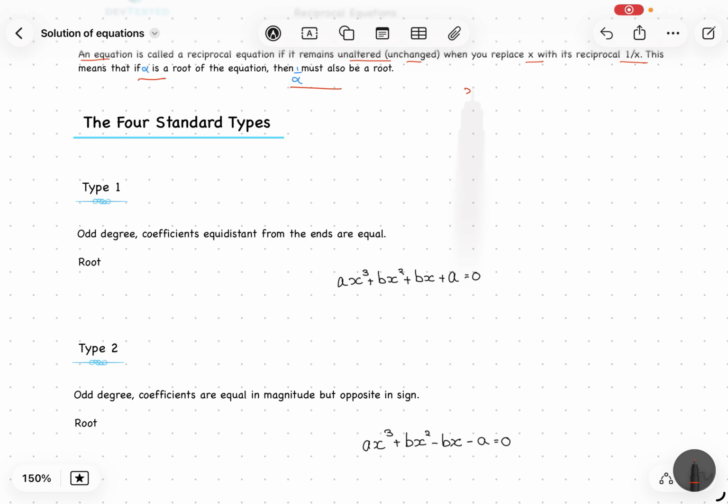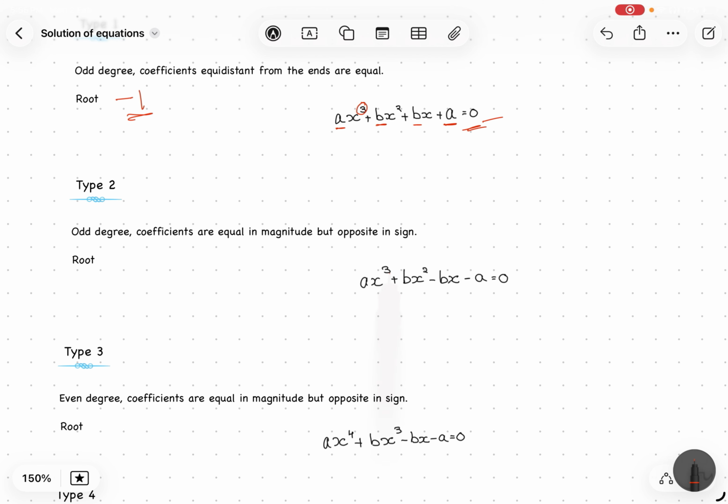Let me write x and 1 by x. This is reciprocal equations. Starting with type 1, consider this polynomial. If a polynomial has odd degree and the coefficients equidistant from the ends are equal, that means a over here, a over here, b over here, b over here, then in such cases, the root always remains to be minus 1.